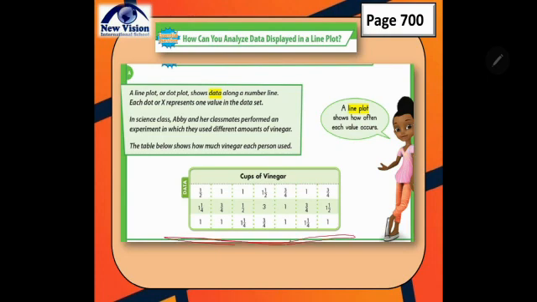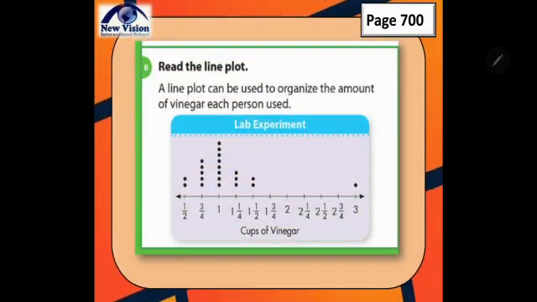This table represents the data. It shows how much vinegar each student used in their experiment. A line plot can be used to organize the amount of vinegar each person used. As you have seen from the previous slide, the data in the table is not organized. That's why we need to use a line plot to organize the data.